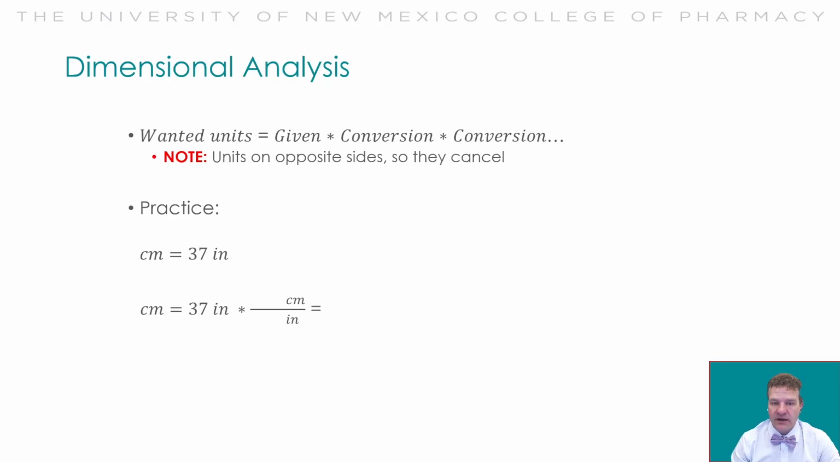All right, well, what if we want to go from the imperial system into the metric system? In that last example, we were just moving within the metric system. So in this example, we're looking for centimeters. We're given inches. We know that 1 inch is 2.54 centimeters. Our inches cancel. Cool, we're left with centimeters, which is what we're looking for. So we can do the math. 37 times 2.54 equals 93.98 centimeters. Okay?